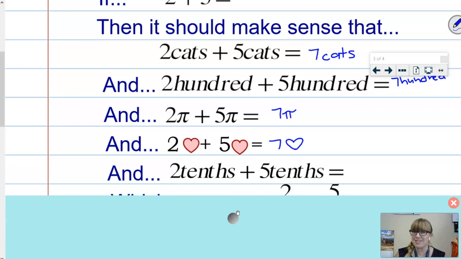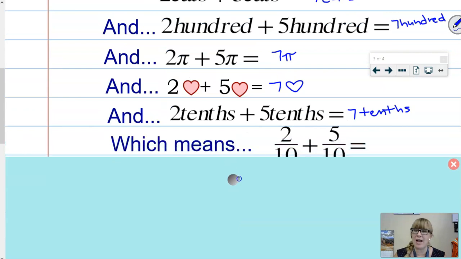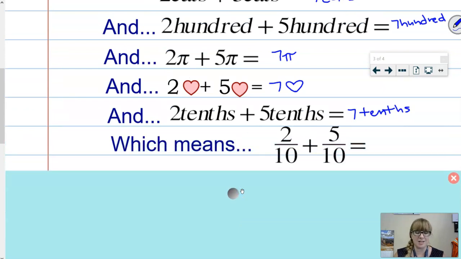And 2 tenths plus 5 tenths, again, you're not surprised, and you know that that is 7 tenths. So with all that, it's very interesting that when students start adding fractions and they see this, the first time they do it, they say it's 7/20. But when you really stop and look at the structure, 2 plus 5 is 7, so 200 plus 500 is 700, and 2 pi plus 5 pi is 7 pi, and 2 hearts plus 5 hearts is 7 hearts.